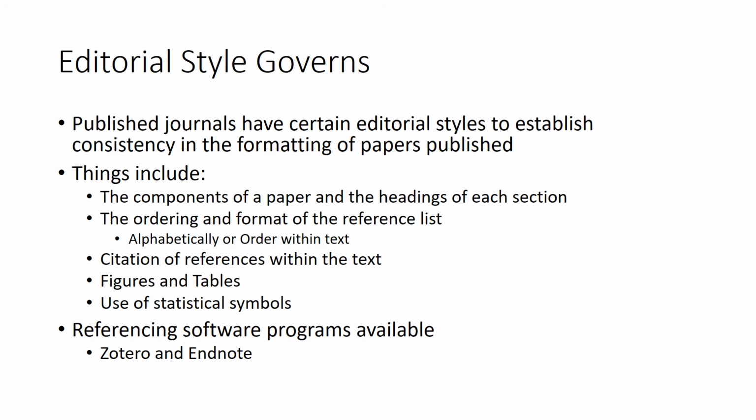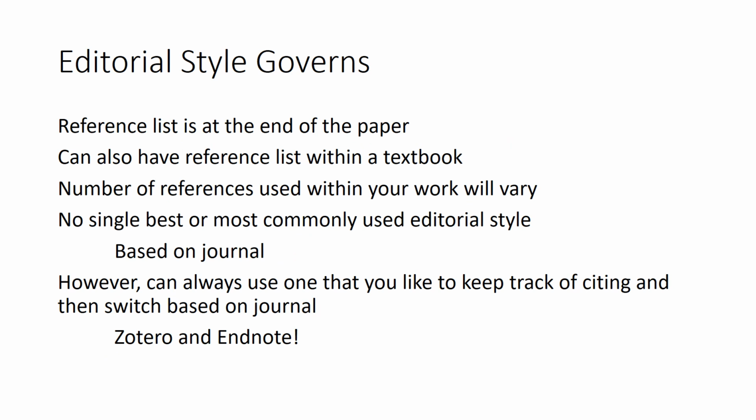significance. To make the referencing process a bit easier and not have to go to the journal's website, referencing software programs are available, such as Zotero and EndNote. When you are looking for any reference, it will be listed at the back of the research paper or textbook chapter. There is no set number of references or citations you need to have when submitting your research paper. The number of references will be based on the study and the past literature. Also, there is no single best or most commonly used editorial style, since it is all journal-based. But you can utilize a style that you like, and when you submit or resubmit to a different journal, you can switch styles using Zotero and EndNote, which will make it a breeze.